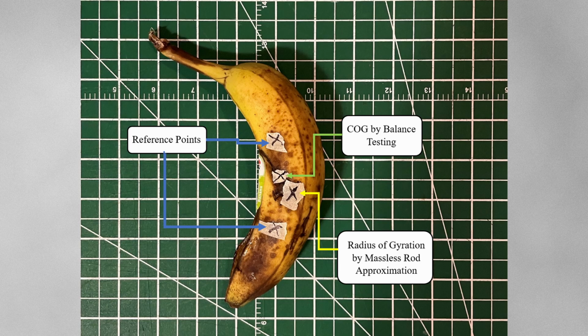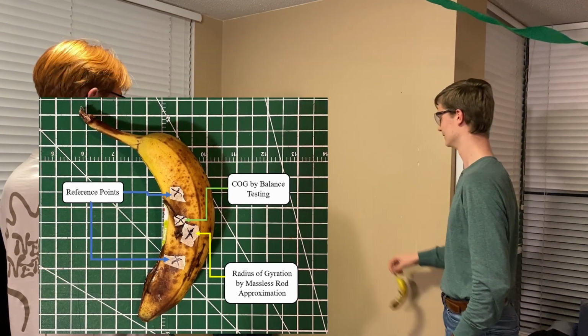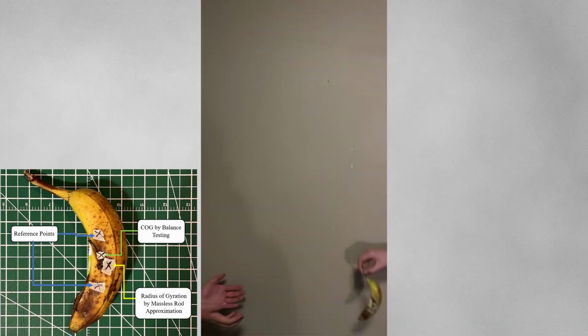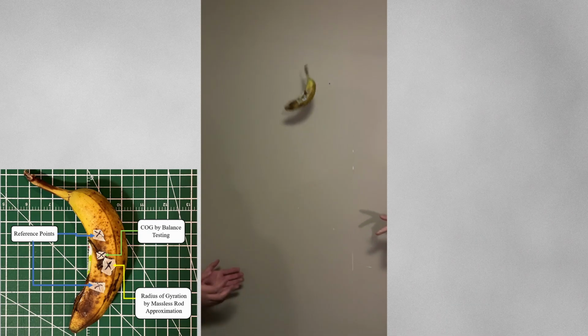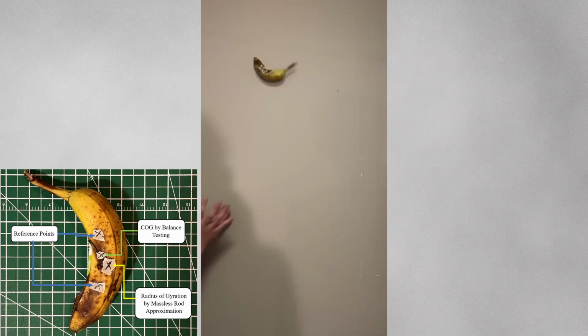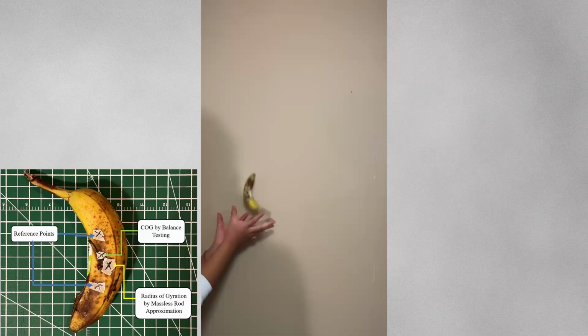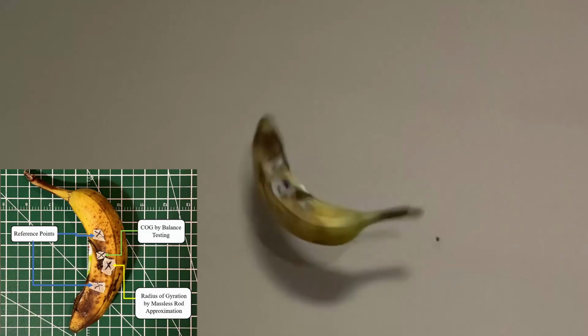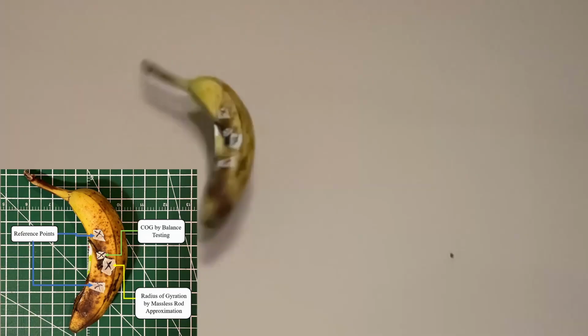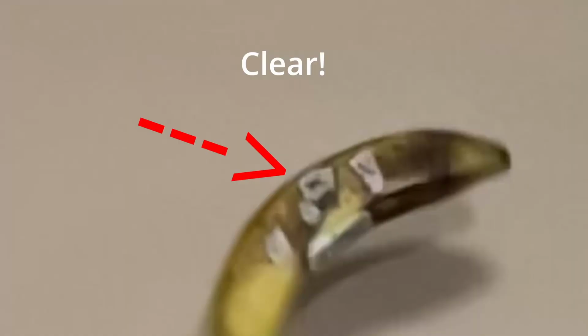We marked the banana with points. 2 of them are the reference points. 1 point is the center of gravity from our balance testing, and the last is the radius of gyration from our pendulum swing approximation. We tossed the banana upwards while spinning it and observed its motion. We expected that at the top of the parabolic path, the axis of rotation would be very clear.